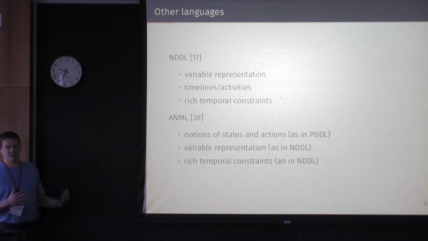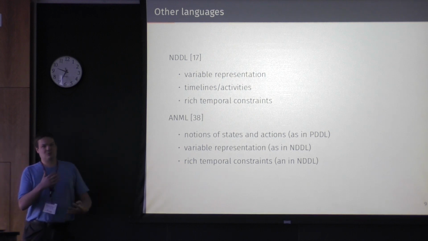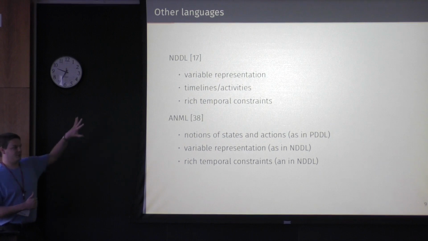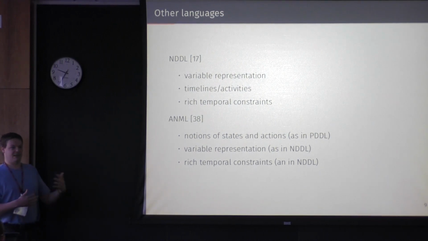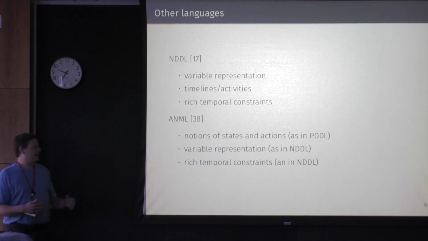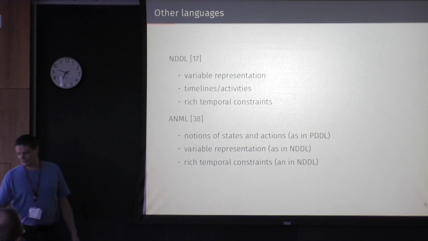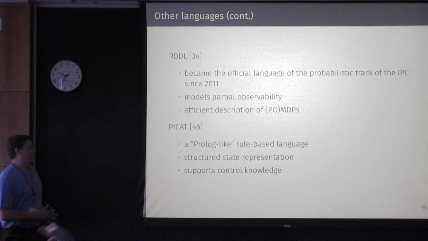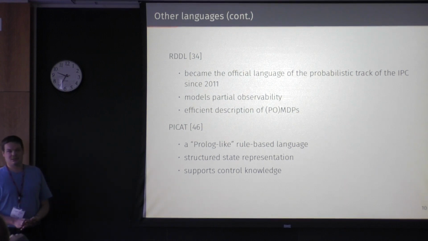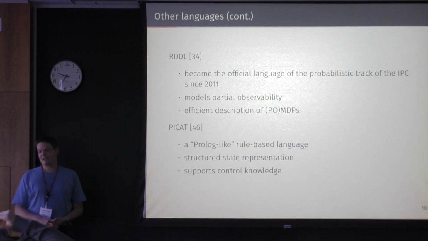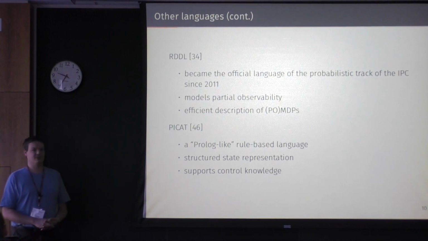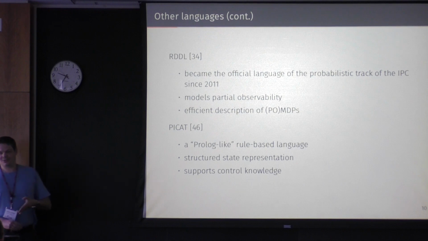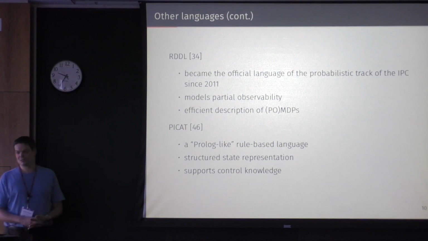Because NDDL is quite complex. It looks more like Java code. You have more variable representation rather than notions of states and actions, which is the case of ANML. So, there are other languages like RDDL. RDDL became the official language of the probabilistic track of IPC since 2011, mainly thanks to Scott Sanner, who developed it and who is running those probabilistic competitions.